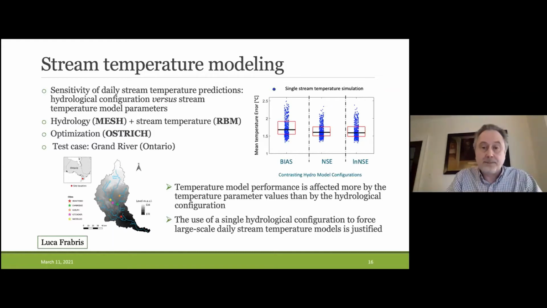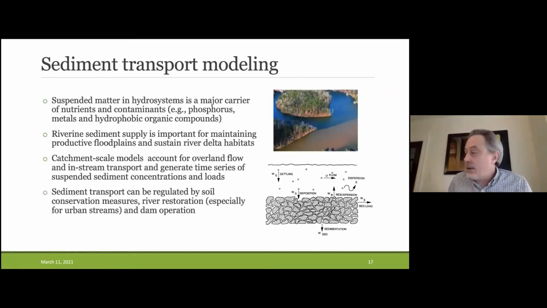And sediment transport modeling. Obviously, we're very interested in sediment transport because suspended matter in hydro systems is a major carrier of nutrients such as phosphorus, but also contaminants, whether it's metals or hydrophobic organic compounds. The river sediment supply is also important for maintaining productive floodplains and sustaining river delta habitats, and I'll come back to that in the next few slides.